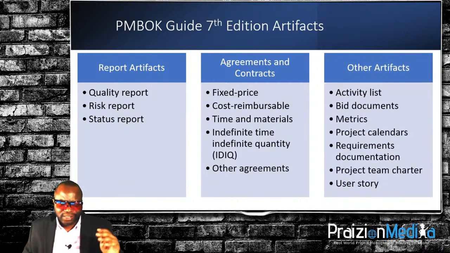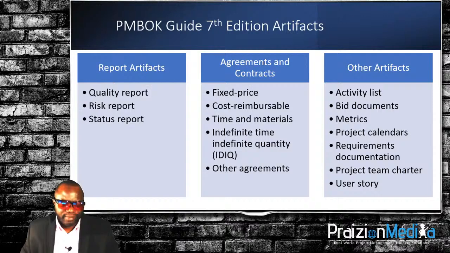Other artifacts, activity list, a list of activities, bid documents, RFIs, RFQs, RFPs. We have metrics. A metric is an attribute. It's one thing to have a metric. Remember, you need a measurement. So we derive metrics usually from when we're planning quality management. The next one is project calendar. It's a calendar identifying working days and shifts that are available for scheduled activities.